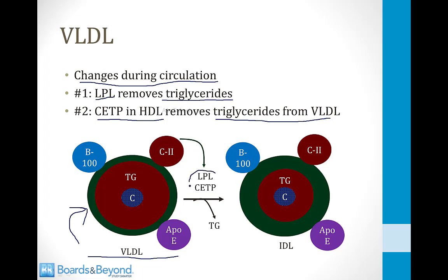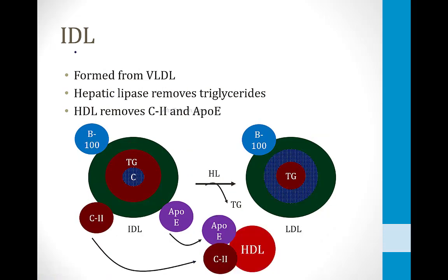The LPL and the CETP will remove triglycerides. As a result, as VLDL moves through the circulation, it loses lots of its triglycerides and it then becomes an IDL particle. So IDLs, or intermediate density lipoproteins, are formed from VLDLs. Once they are formed, two things happen to IDLs to turn them into LDL particles.